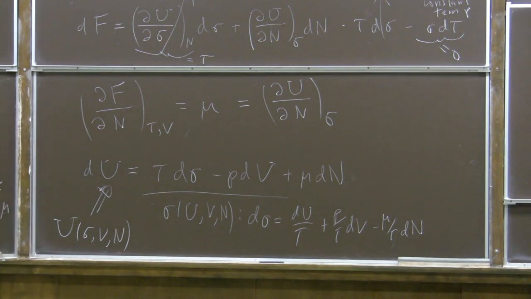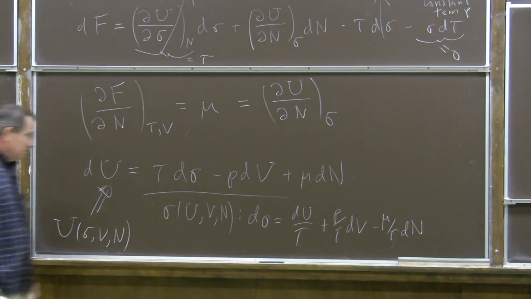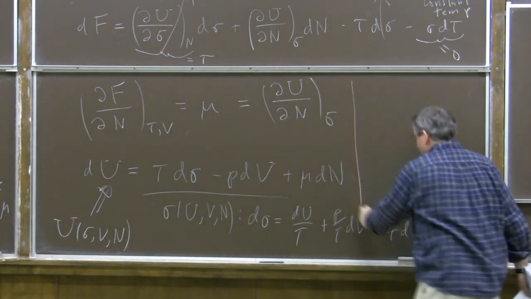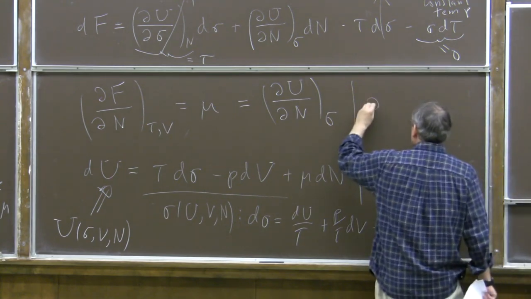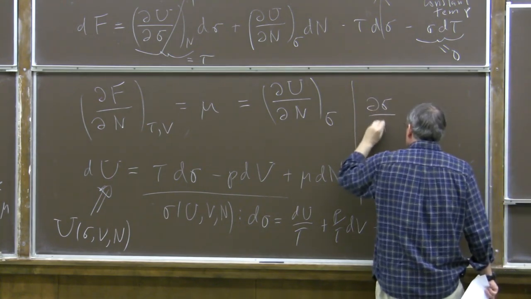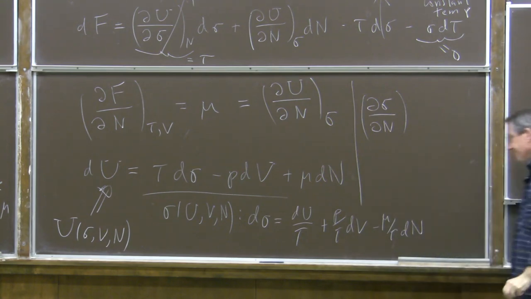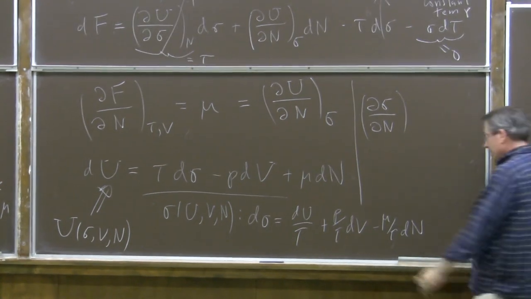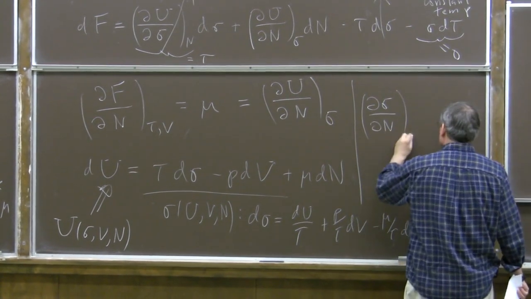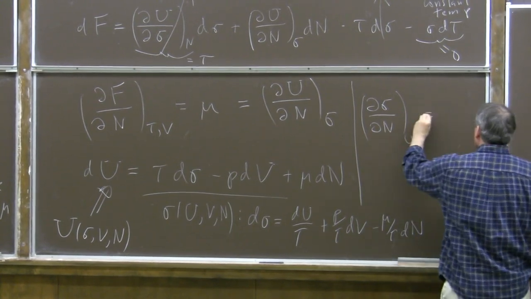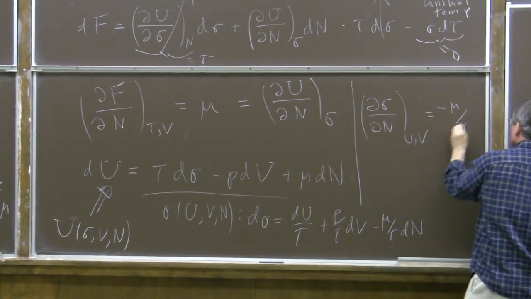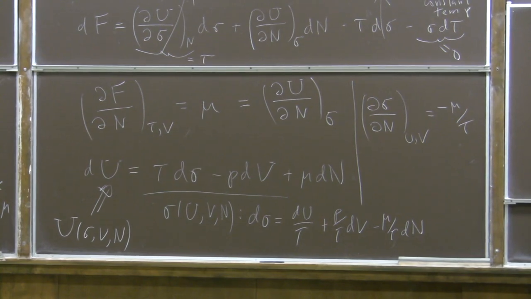So yet another way of defining chemical potential is we can consider the partial derivative of entropy with respect to particle number, this time with energy and volume fixed, and that's equal to minus mu over tau. Okay?